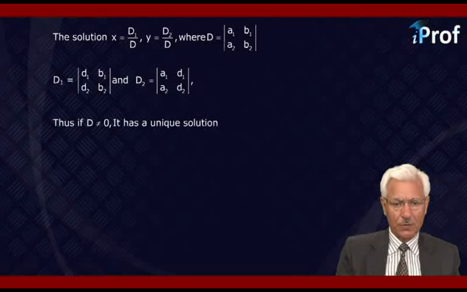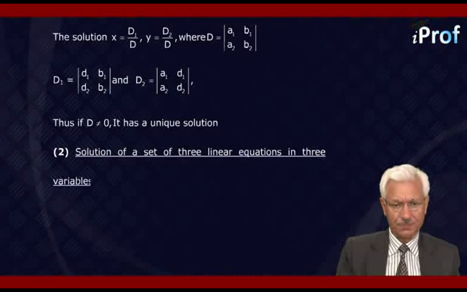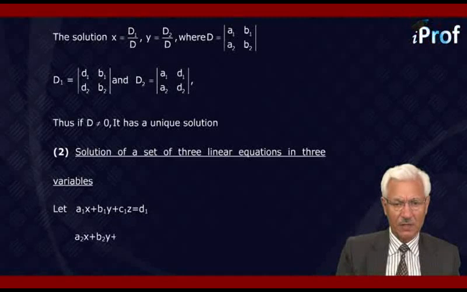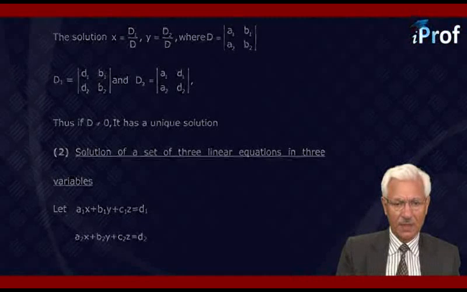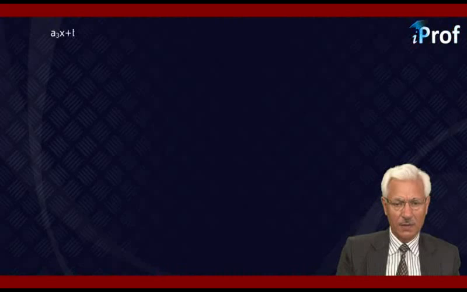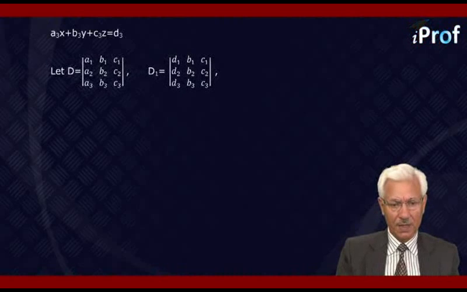Next we take up the solution of a set of three linear equations in three variables. Let a1x plus b1y plus c1z equal d1, a2x plus b2y plus c2z equal d2, and a3x plus b3y plus c3z equal d3. Here we let D equal a1, a2, a3 in the first column, b1, b2, b3 in the second column, c1, c2, c3 in the third column.